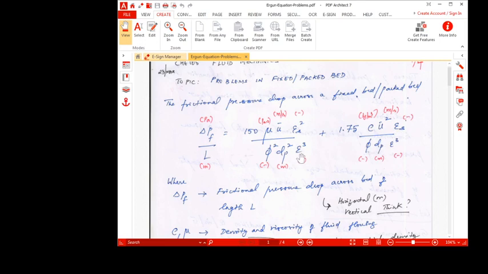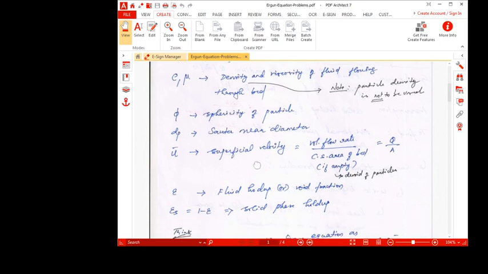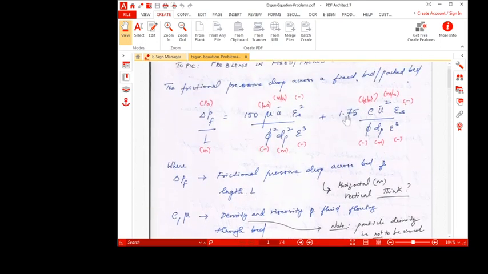Epsilon is the voidage, or the fluid holdup, or the gas holdup or the liquid holdup in case gas or liquid is flowing through the bed. Epsilon s is the solid holdup. So epsilon s and epsilon are related by the expression epsilon plus epsilon s is equal to 1. Rho and mu are fluid properties. Remember, particle density is nowhere used. This is the fluid density and the fluid viscosity.